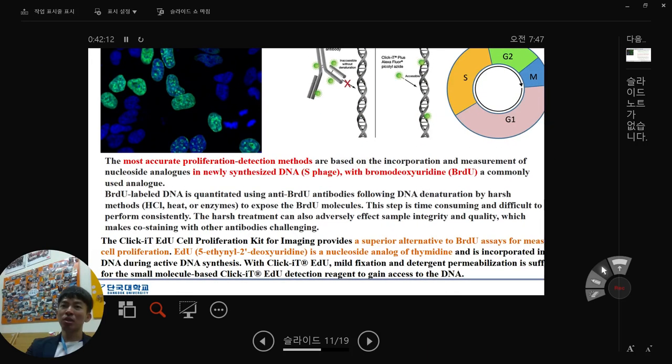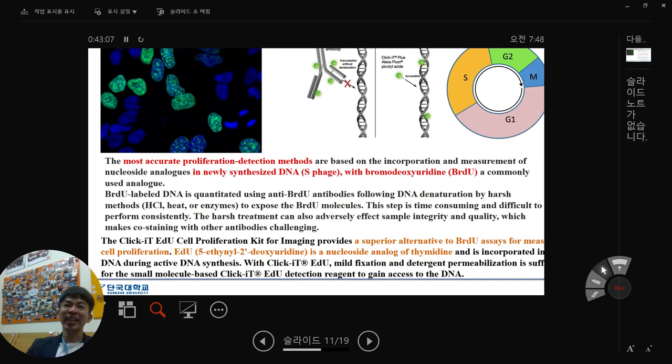So EDU staining is the most accurate proliferation detection method, based on the incorporation and measurement of nucleoside analog in newly synthesized DNA during S phase, with BRDU being a commonly used analog. BRDU-labeled DNA is detected using anti-BRDU antibody following DNA denaturation by harsh methods, HCl, heat, enzyme, to expose the BRDU molecule. This step is time-consuming and difficult to perform consistently. It has adverse effects on sample integrity and quality, and it's not easy to stain with other antibodies, which is challenging. So that is why this is the old method.